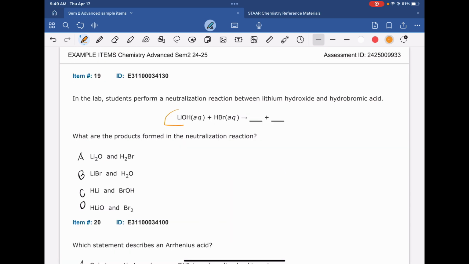Moving on to question 19. In the lab, students perform a neutralization reaction between lithium hydroxide and hydrobromic acid. Our equation is right here. It says, what are the products formed in the neutralization reactions?